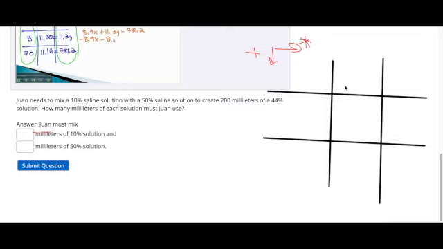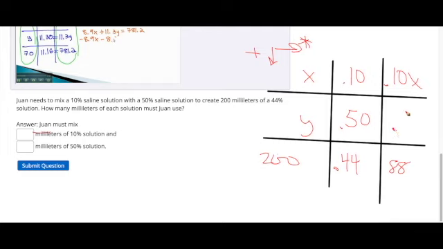So we need to mix a 10% saline solution. Okay. And we're going to need to mix it with a 50% saline solution to create 200 milliliters of a 44% solution. And again, remember, we're adding this amount to get that amount. Milliliters per milliliters will equal milliliters, so units must be the same. Percentages per percentages will be equal to percentages. 200 times 0.44, that's about 88. I'm pretty sure that's 88. And this will be 0.50y.